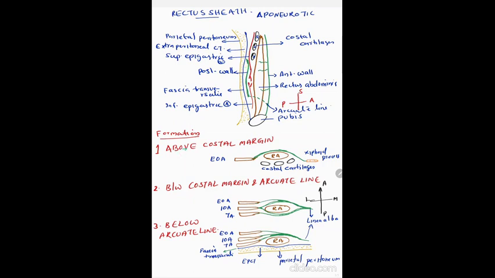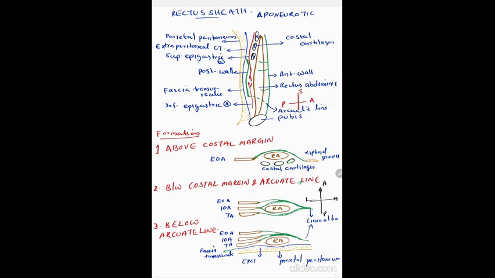The rectus sheath is described under three headings: above the costal margin, between the costal margin and arcuate line, and below the arcuate line. So here you can see the cross section of the rectus abdominis. Above the costal margin, the anterior wall is formed only by the aponeurosis of external oblique abdominis muscle. The posterior layer is deficient. You can see here where the muscle lies directly over the 5th, 6th and 7th costal cartilages.